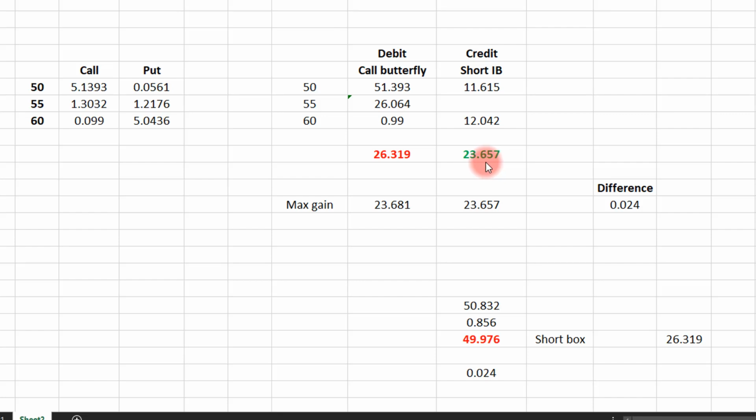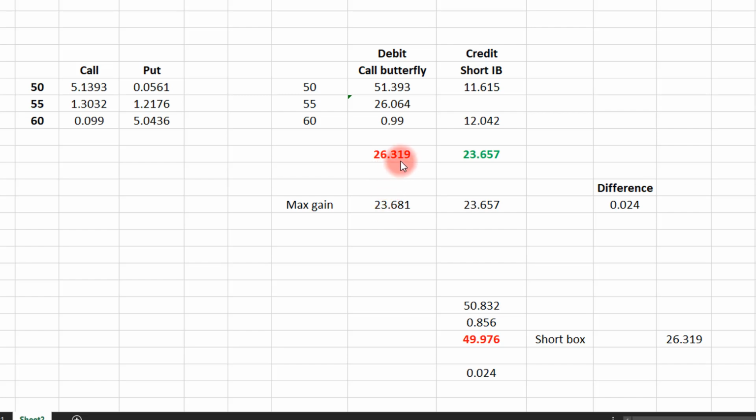And this is where all traders, or at least most of them, stop and say, hey, look at this. It's better to have a credit of 23.65, let's call it, instead of spending 26.32. Well, we're not done yet. We're far from it. Let's take a look at the max gains.